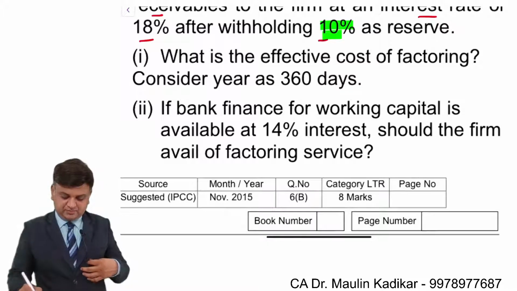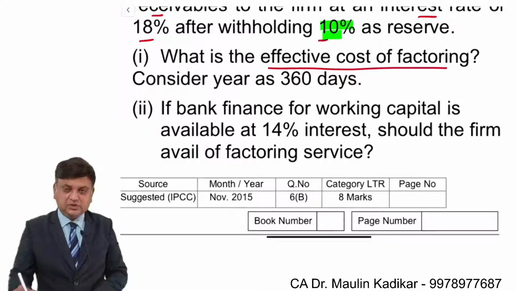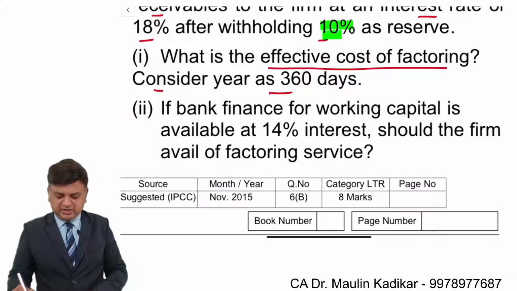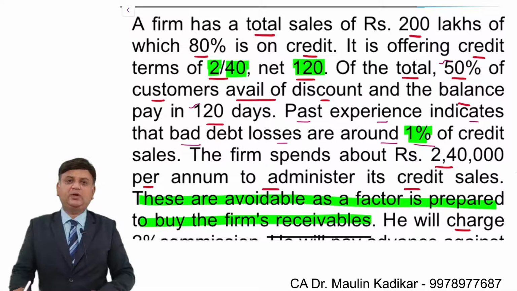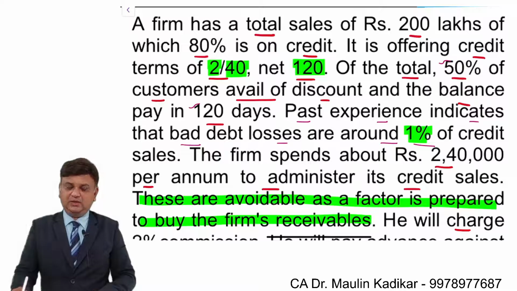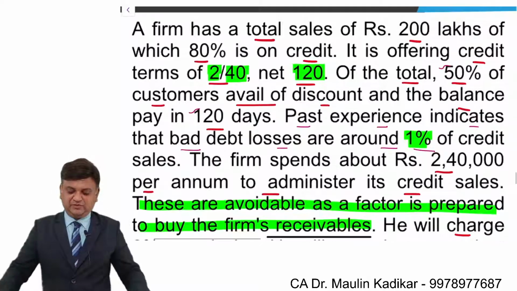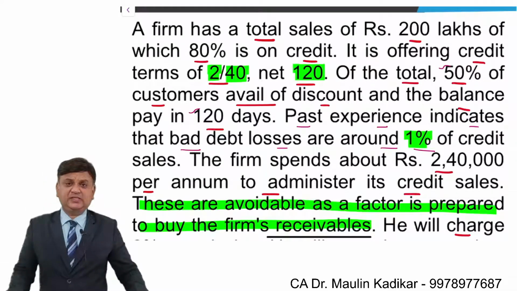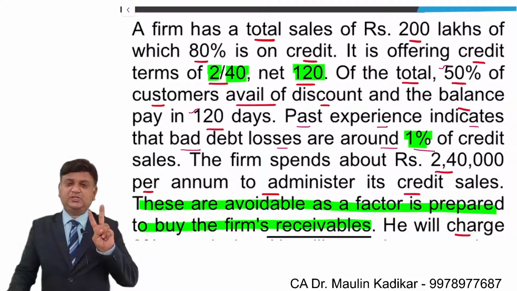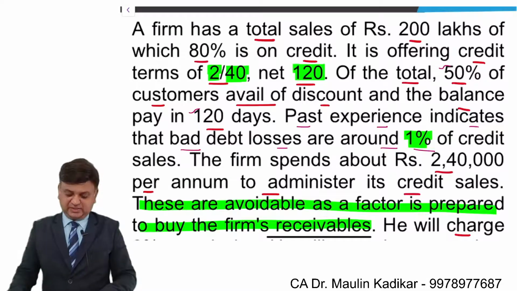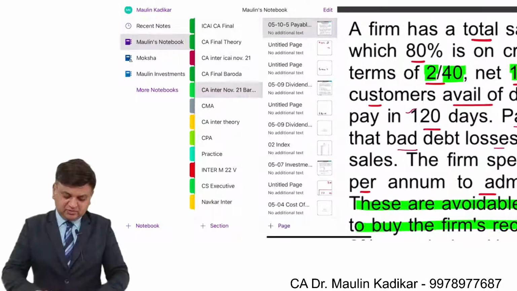The first question: what is the effective cost of the factoring? Consider 1 year is equal to 360 days. So taking into account 360 days in a year, you are required to compute the effective cost of the factoring. It means that we are required to find such a cost of capital of the company at which the cost of both the options will be the same. That is what we understand. So let us calculate the answer.